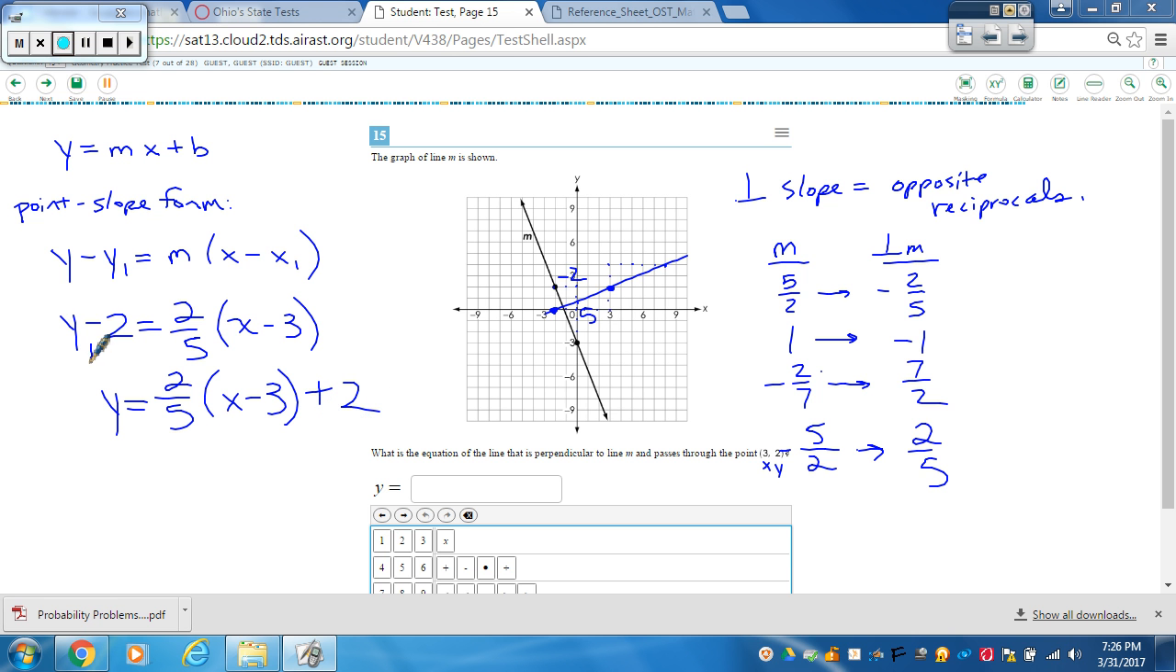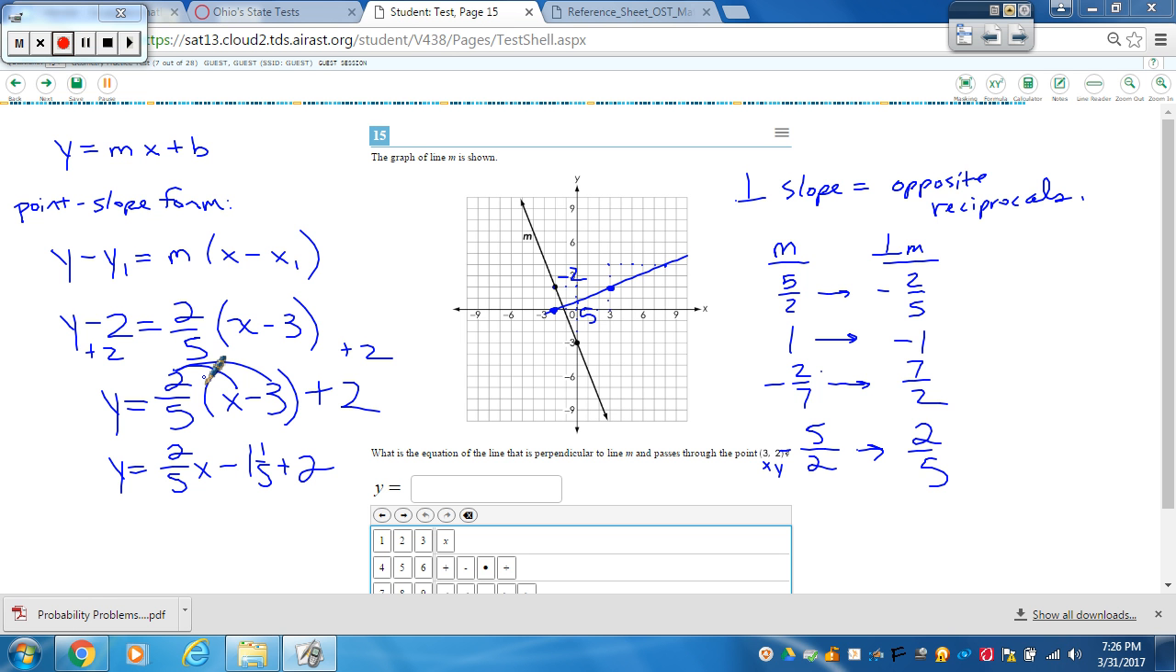Notice what we're doing. We're just adding 2 to both sides. Okay, you can leave it like that. That's okay with them. How I taught you to do it was to go ahead and distribute the 2/5. So that would have given you this: 2/5 x, and then negative 6 over 5, so negative 1 and 1/5. And then I told you to add the 2, so that gives you a positive 4/5.